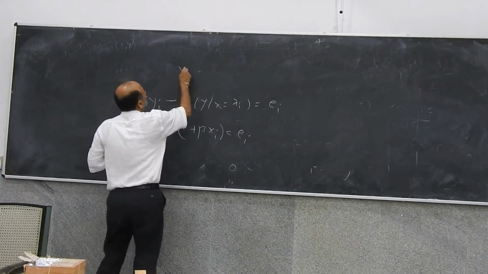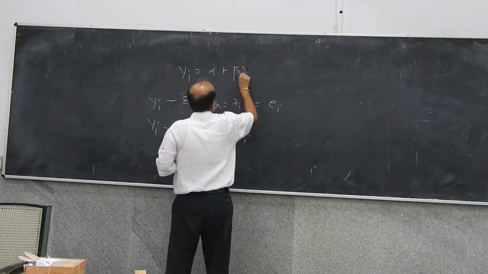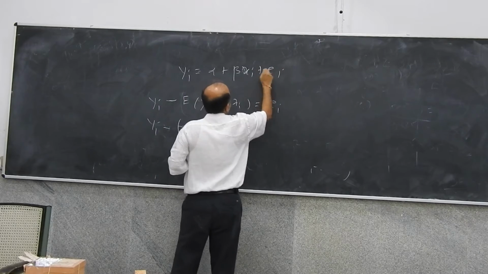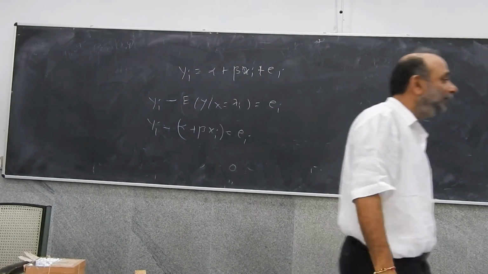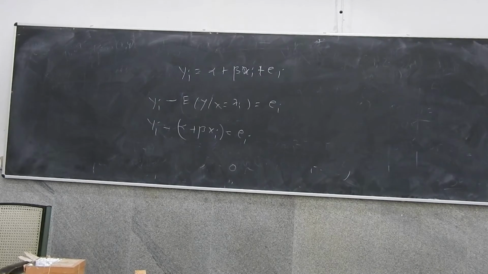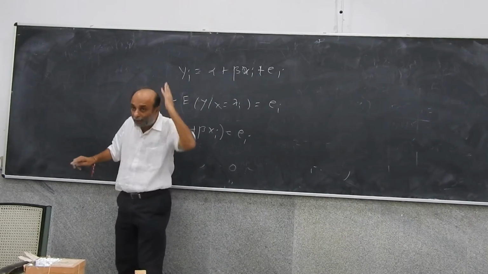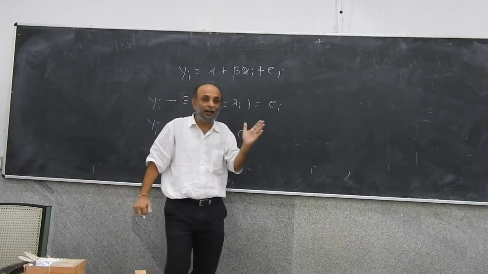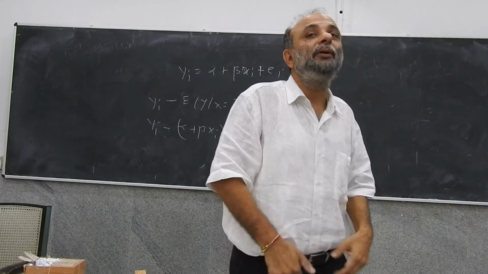Then we have yi is alpha plus beta xi plus ei, right? This is really the population regression function. It is one variant in which you can write the population regression function, where it says how you can connect not the conditional mean of y given x equal to xi. Now there is a difference between the two. What is the difference between the two?